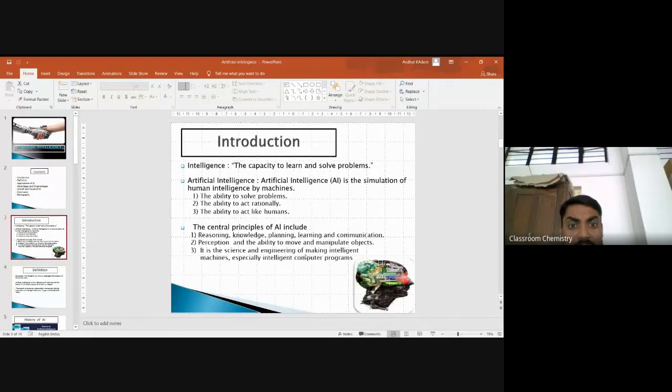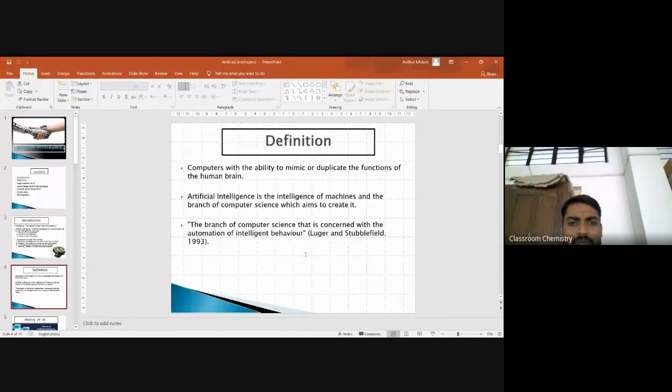First, we define intelligence: the capacity to learn and solve problems. There are steps. Now, what is the definition? Computers with the ability to mimic or duplicate the functions of the human brain, as like the human brain.